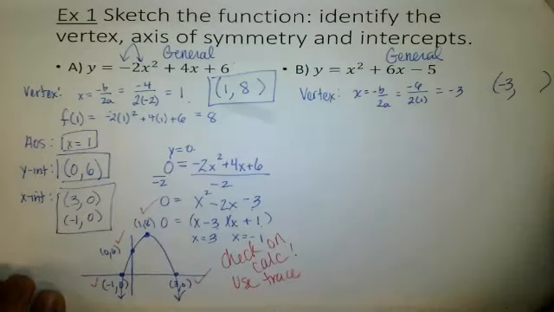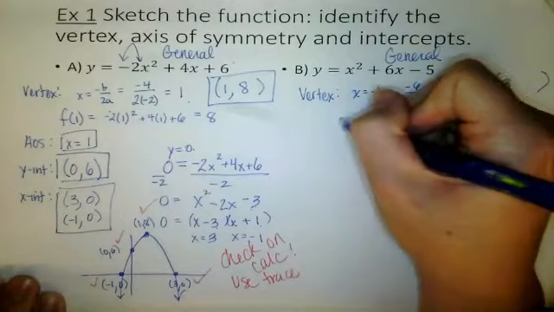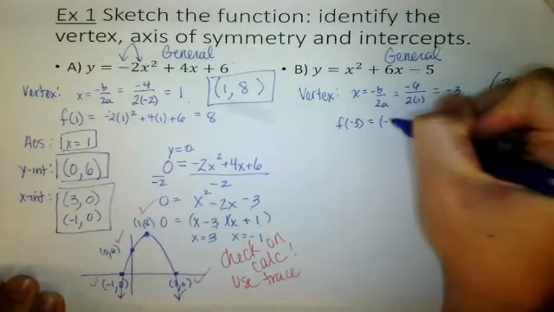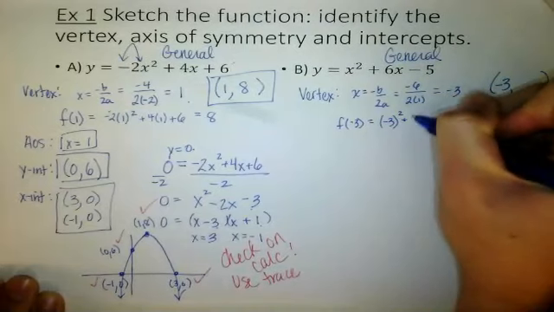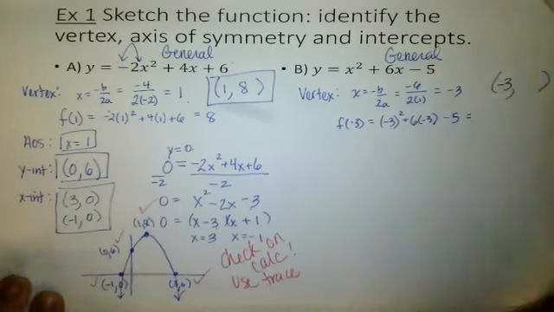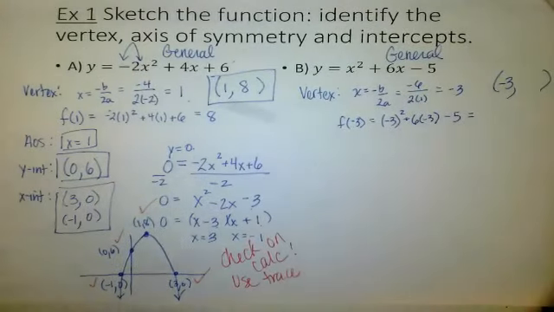How do you find the y coordinate? Plug it in, sure. Take your function and plug in that -3 to it. So that's going to be (-3) squared plus 6 times -3 minus 5. And those numbers are too big. So 9 minus 18 minus 5.